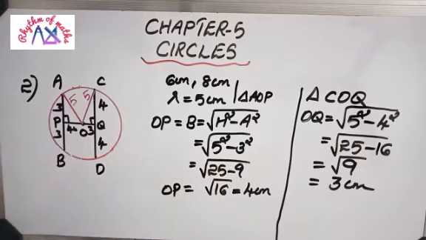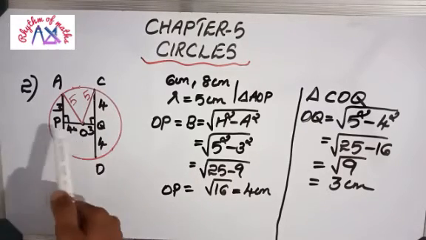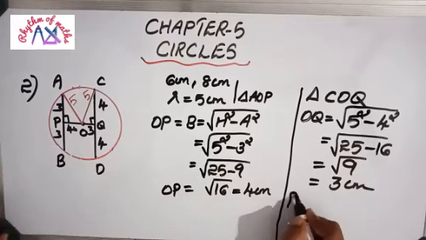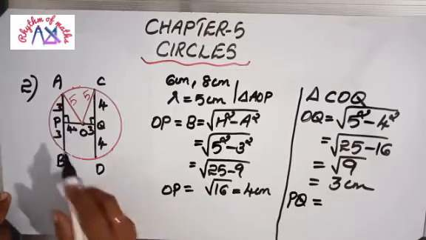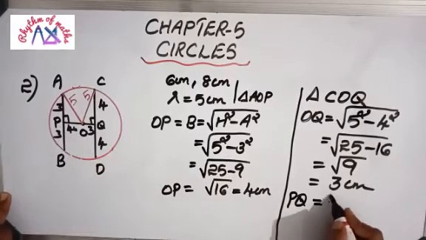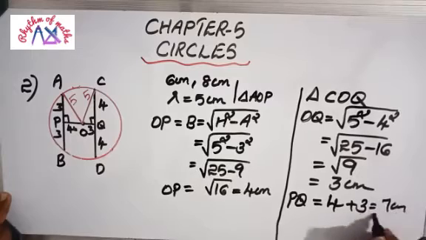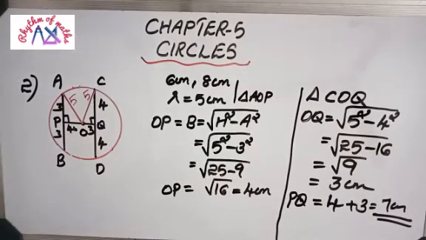First chord is 4 centimeter distance and second chord is 3 centimeter distance. So what is the total distance between these two chords, PQ? Distance between these two chords PQ equals the sum of these two distances, that is 4 plus 3. 4 plus 3 equals 7 centimeter is the distance between these two chords.